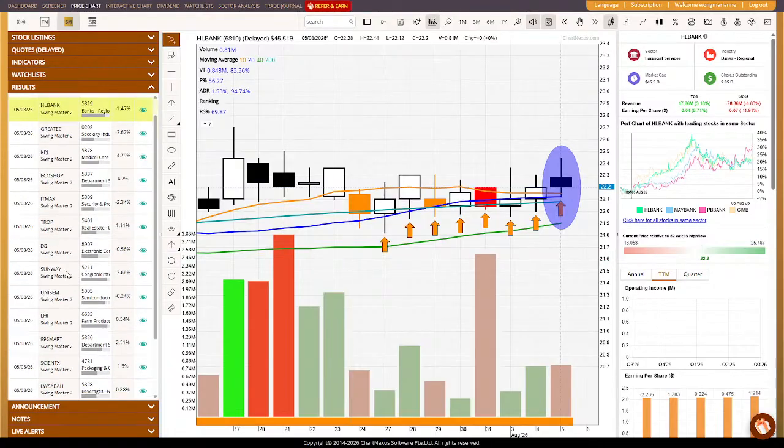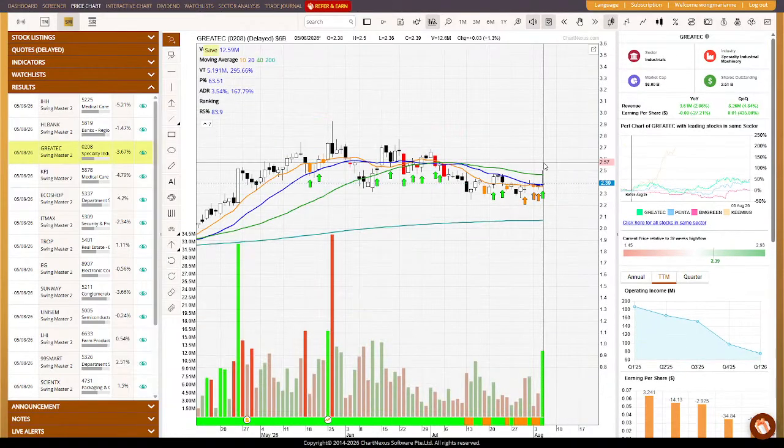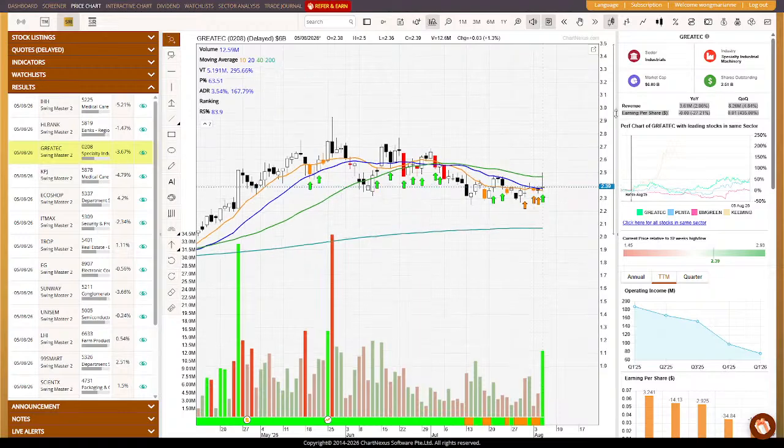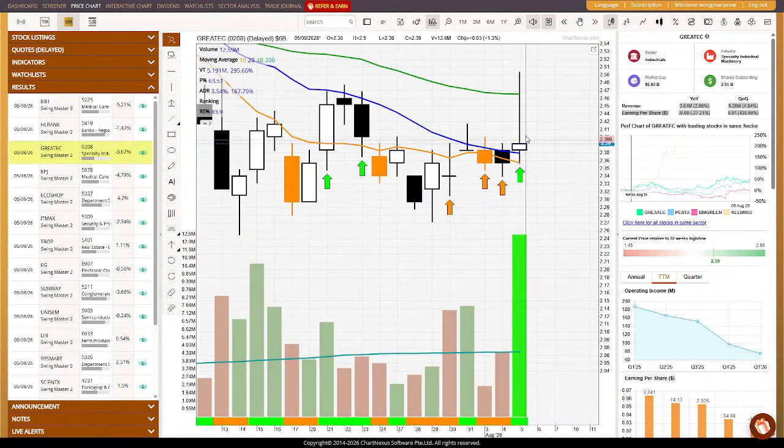Because after all, we still have 17. We've only gone through two, so we have 15 more to go. Okay. Wow, this one, Greatech. Okay, Greatech Semi-corner, yeah. So all four green. So that's a good thing for us. We like that. Okay. So now we look at the behavior here.